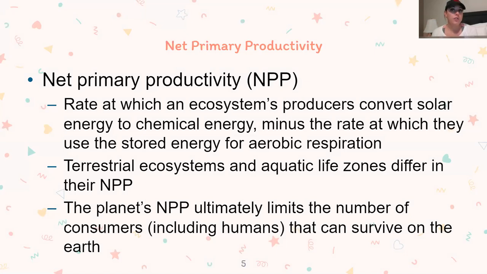So not all of the energy that they make is available in the tissue. Some of it is lost as heat, and some of it is used for other things, such as an immune response. And so the rate at which the ecosystem's producers convert solar energy minus the rate at which they utilize that energy for themselves, that respiration, so they need energy for their own bodies. So however much energy they use is subtracted out from how much they make. And so we're left with the formula NPP is equal to GPP minus R.